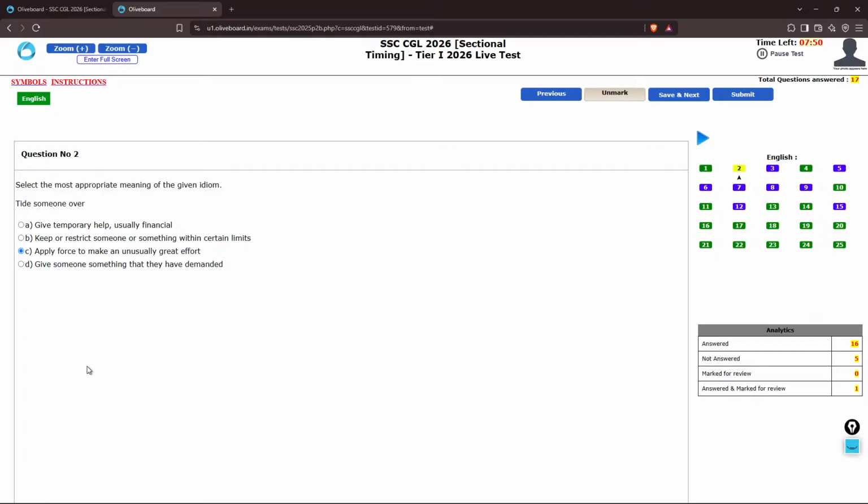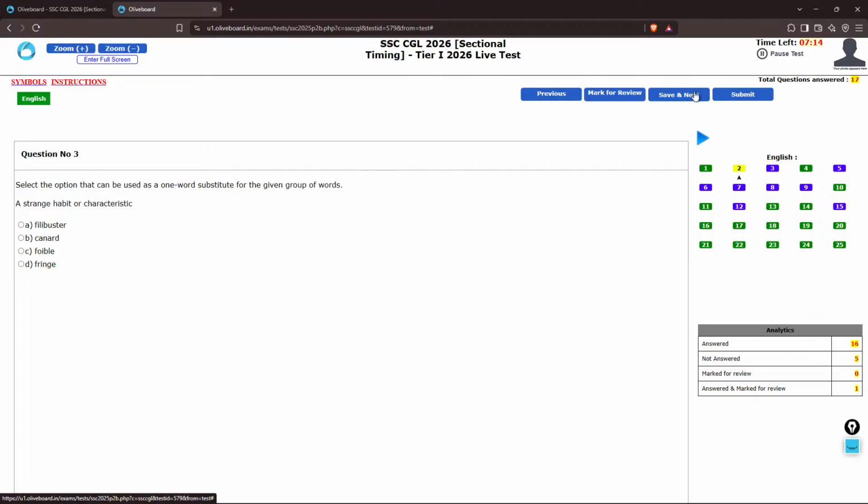Tide over someone. Give temporary help using financial. Keep or restrict someone within certain limits. Give someone something that they have demanded. I felt it means tide someone over, not tide over someone. Okay, I'll just go with my instinct.